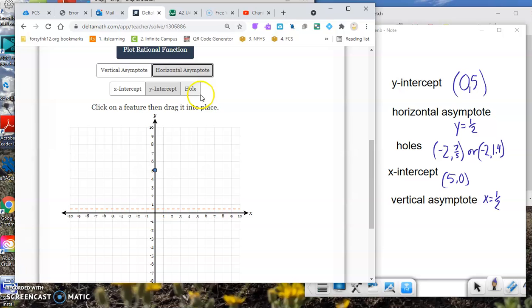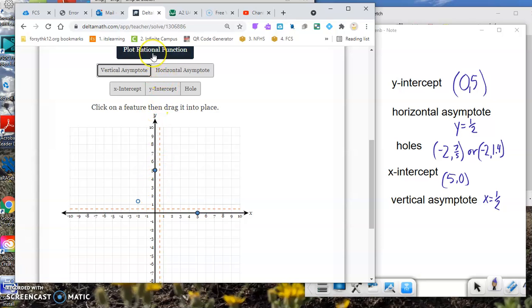And then the holes. So I click on hole, and I'm looking for -2, 1.4. So see this hole that it popped on there? I get to move it wherever it needs to go. -2. And then 1.4, 1 and just under 1/2. That looks about right. And then finally the x-intercept, 5, 0, puts it on the x-axis, so it has to be, there it is, 5, 0. And then finally the vertical asymptote is at x equals 1/2, so it gives me this vertical asymptote line, x equals 1/2. Man, I wish we had this on the test.